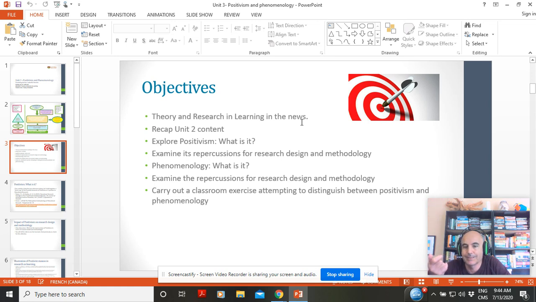So we're doing it progressively, and we're tying some of these into some of the theories that we're starting to identify and starting to talk about with specific terminology. Something we're doing as well is recapping on Unit 2 because you may have questions, and we'll deal with them when we get together. And then we're going to explore two of the major four large umbrella theories, positivism and phenomenology.